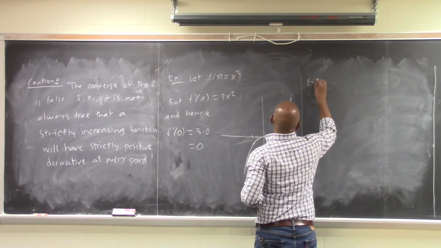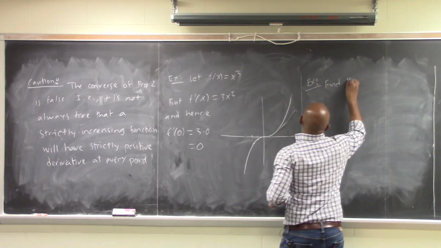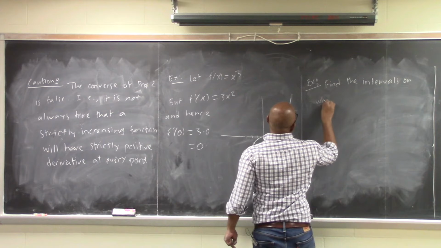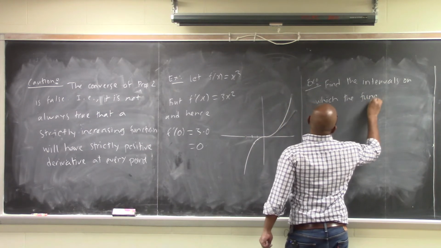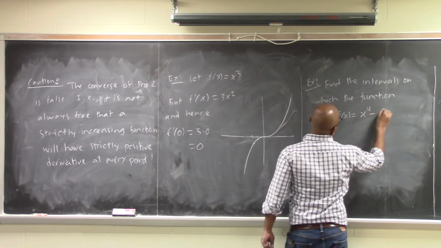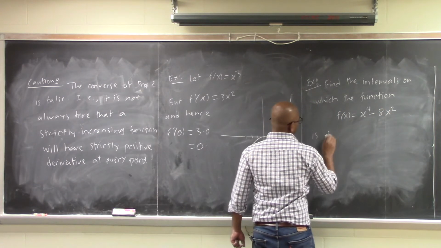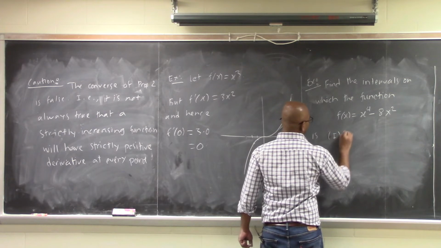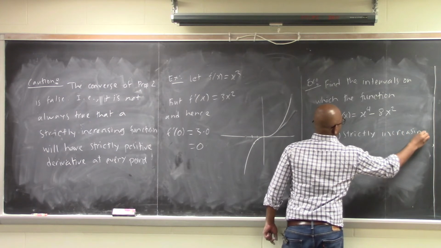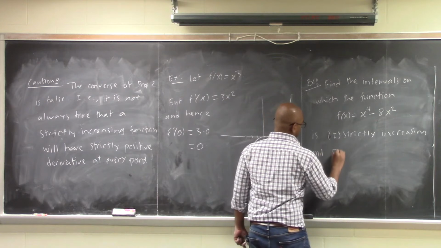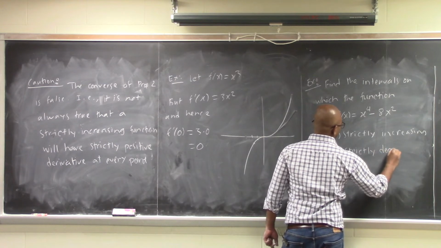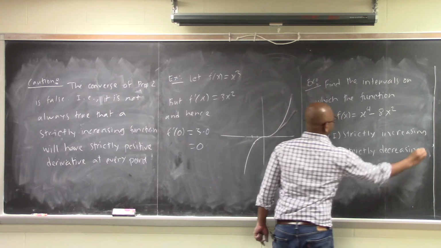So example, find the intervals on which the function f of x equals, say, x to the power 4 minus 8x squared is number 1 strictly increasing, and number 2 strictly decreasing. Okay?